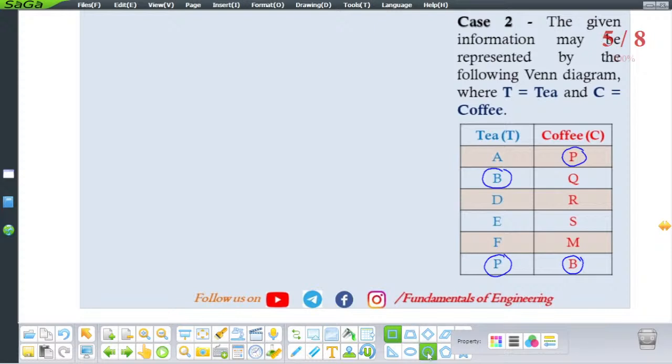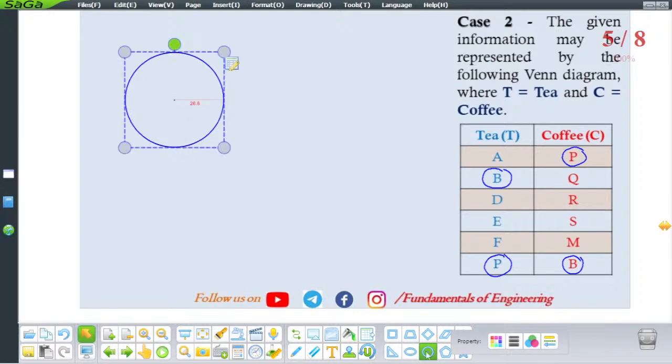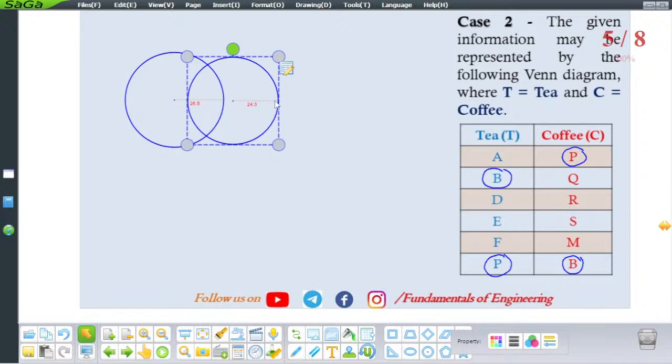So how to represent that? There is a relationship between these two. There are similar names, you can see. So for that, what we have to do is give the similarity between these two. You can see these two circles.